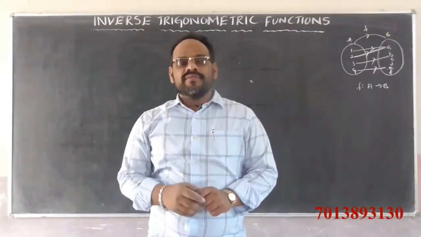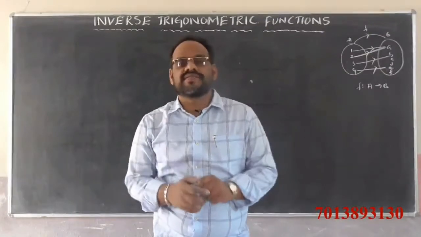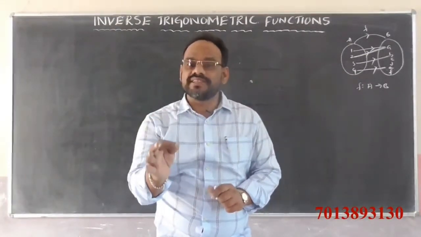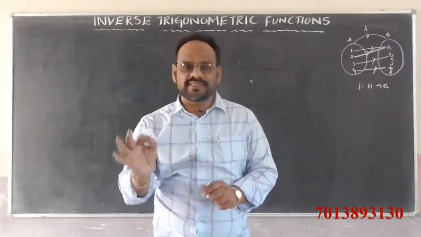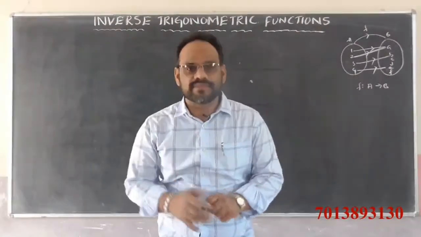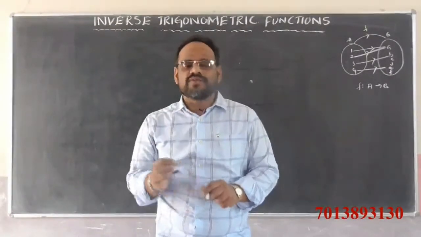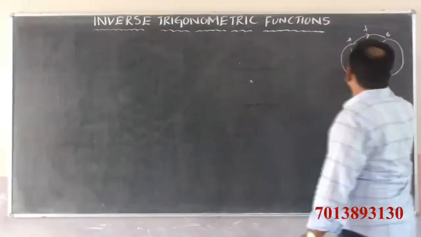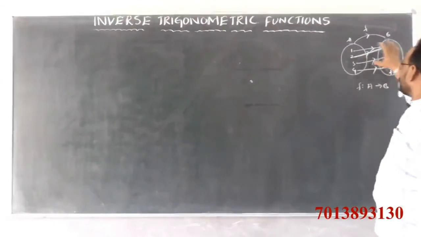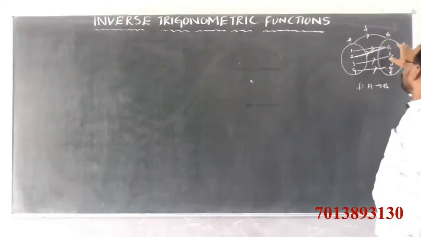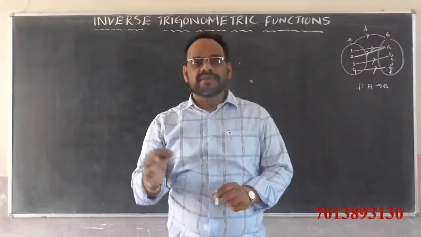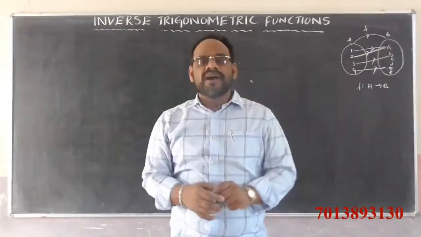Now, a bijective function. A function is said to be a bijection if it satisfies both one-one, that is injection, and onto, that is surjection. One-one means different elements in set A are associated with different elements in set B; then F is said to be a one-one or injective function.